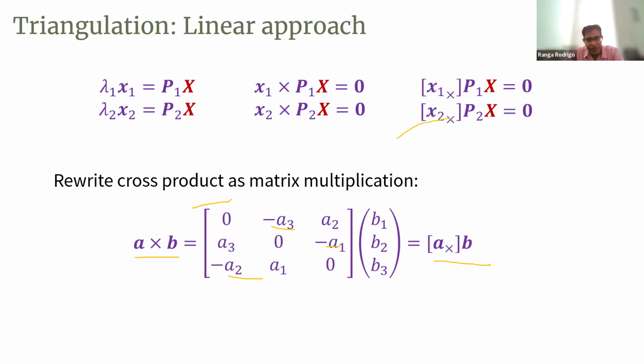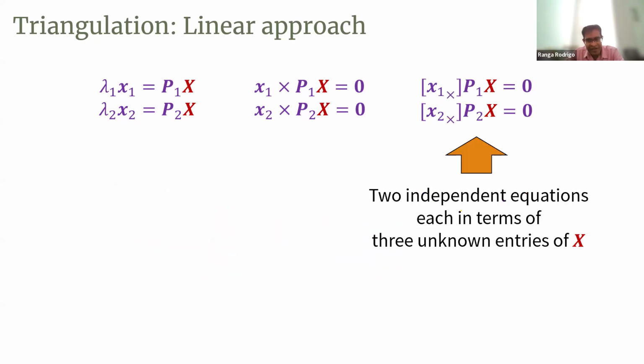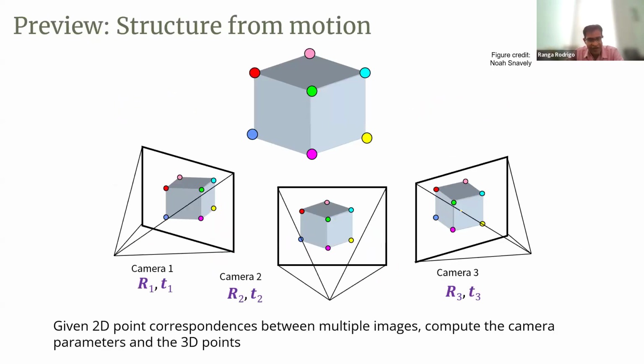Here these two equations also you are showing as matrix multiplications, and then two independent equations each item for three unknown entries, and then you can solve it. Okay, that's the triangulation. Then we will have the structure from motion. That problem is more complicated than the triangulation.